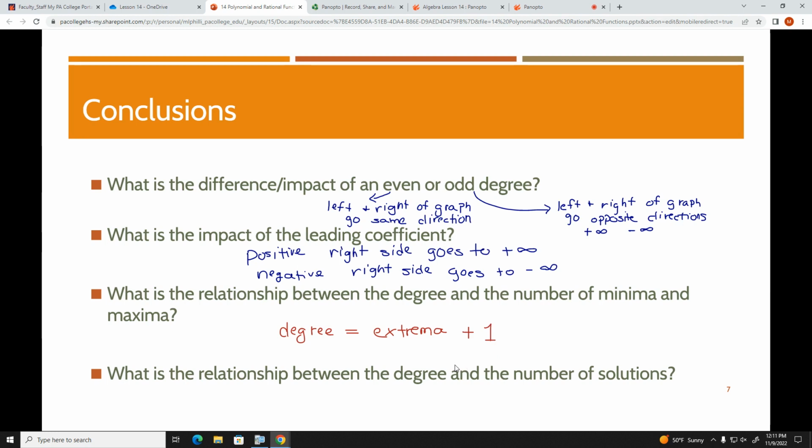And then finally, it asks us, what is the relationship between the degree and the number of solutions? And I talked about this already when we were graphing, that the degree equals the number of solutions. And that is the total solutions. So some of them are real, sometimes they're all real, some of them can be complex solutions that do not show on the graph. So the degree is that total solutions.